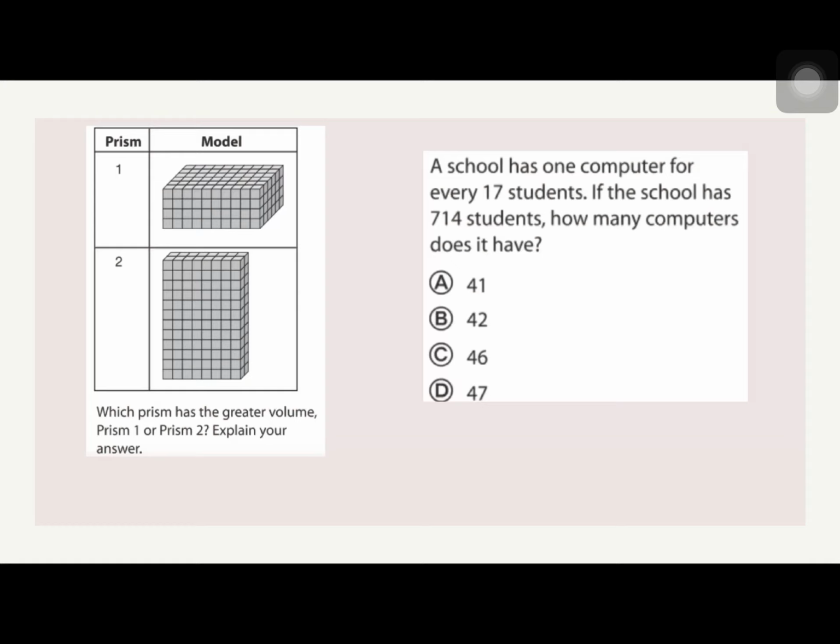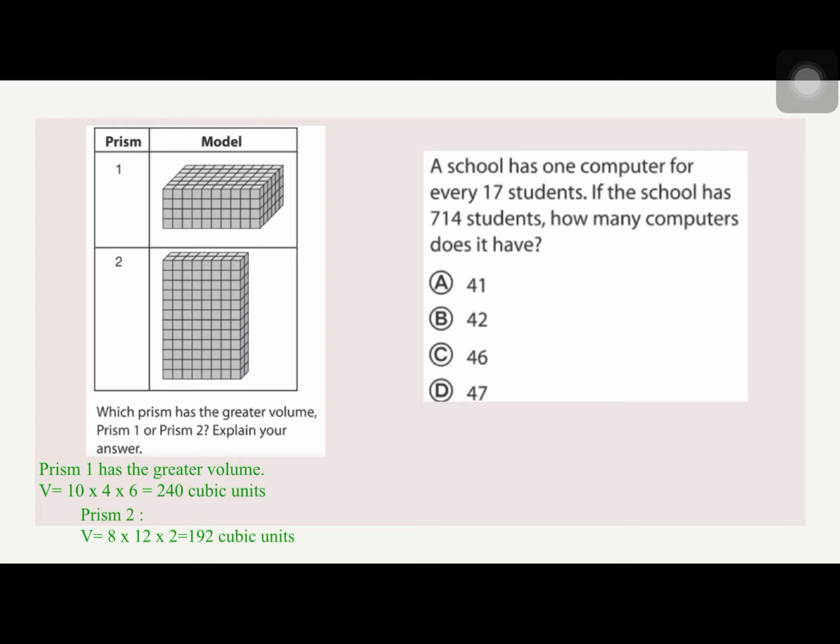Which prism has the greater volume, prism 1 or prism 2? Obviously you can't explain your answer, but go ahead and choose your answer. Well, prism 1 has the greater volume. If I calculate it by using the formula, 10 by 4 by 6, it's 240 cubic units. And prism 2 is 8 by 12 by 2. So that's only 192 cubic units. So if I asked you which one you would rather have filled up with candy, you'd want prism 1 because it's bigger.